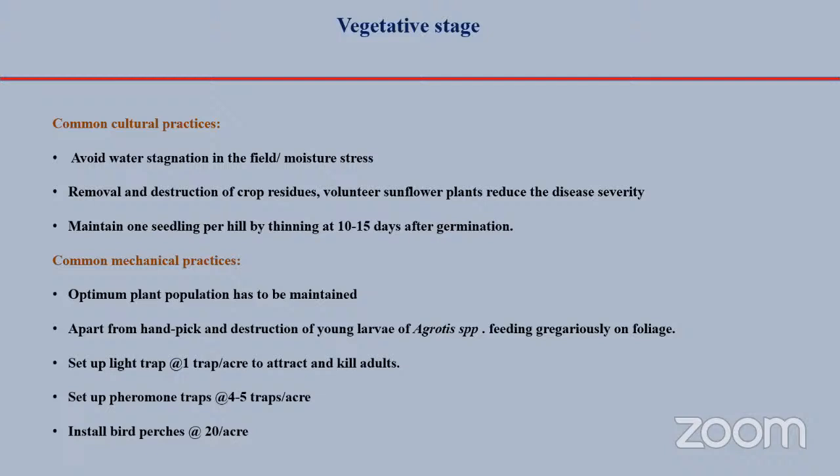Then you have to maintain one seedling per hill by thinning it 10 to 15 days after germination. So these are all that you have to adopt when you are following AESA, that is agro-ecosystem analysis. You can adopt all these. So next is mechanical practice. That is, you have to maintain optimum plant population. Then you have to hand pick and destroy them. Then you have to set up light traps, pheromone traps, and also bird perches at 20 per acre, since birds are also an important predator to maintain the pest in the field.